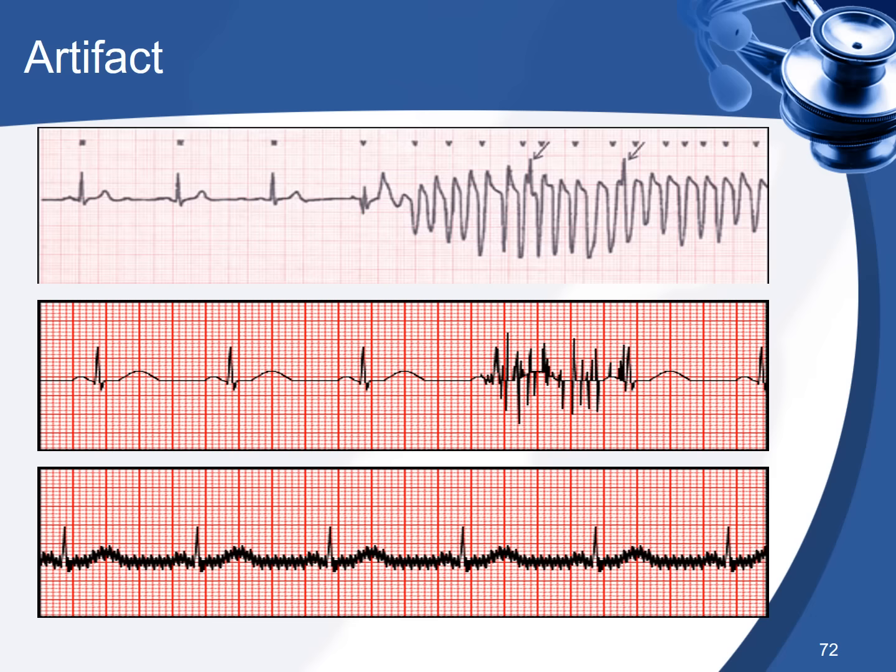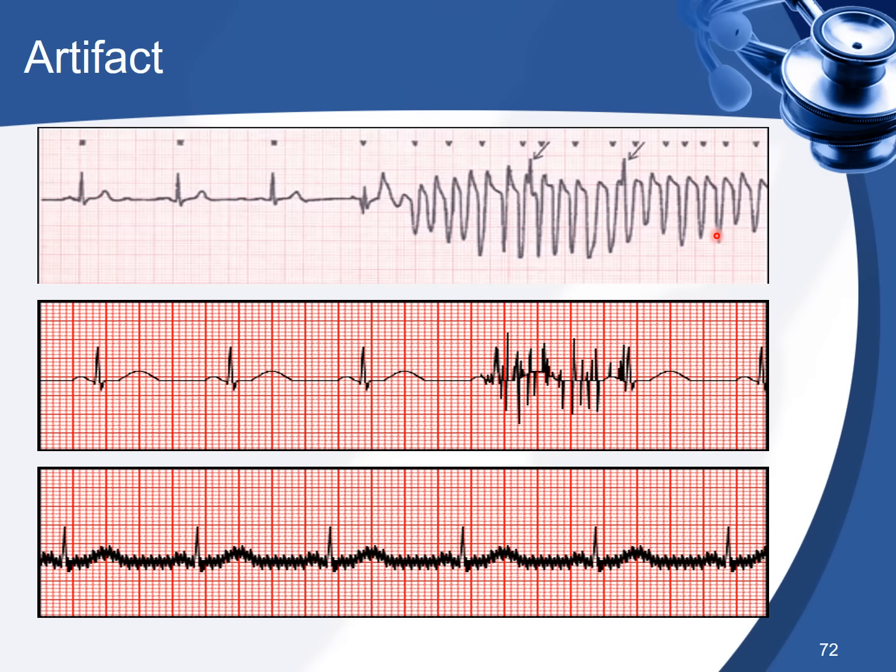If you look at the top strip, this is when the patient is moving. They're moving around, they're turning side to side, and something in those leads is moving. It does look like ventricular tachycardia. It is not. What you want to do is walk into the room, take a look at the patient, see what's happening, and then troubleshoot that.